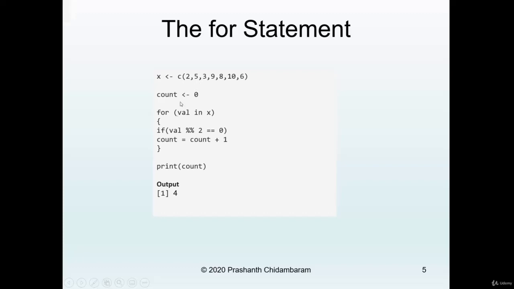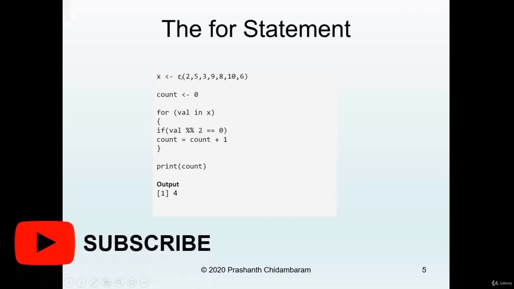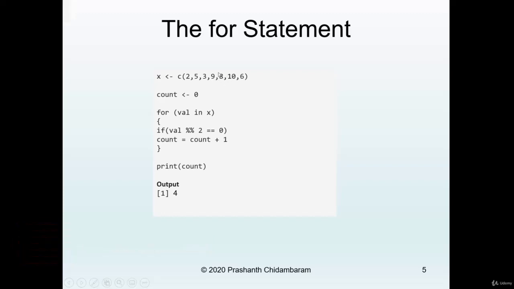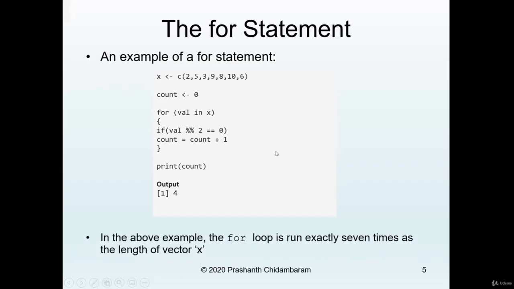So count here basically counts the number of even numbers in this vector. We have an even number here, another even number here, here, and here. So there's a total of 4 instances. When you run this for loop statement, you should get an output that's equal to 4. That is gotten from the print statement here, so print of count should give you 4. In the above example, the for loop is run exactly 7 times, because it's a vector of length 7.